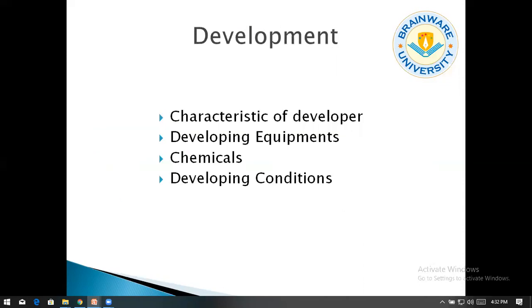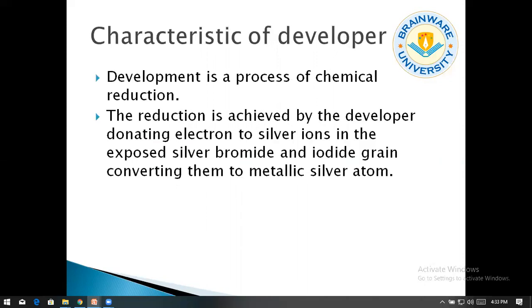So what is development? Today we'll study the characteristics of the developer, developing equipment, various chemicals that are used for the developer, and developing conditions. Various conditions are there. So first, characteristics of the developer, that means the function of the developer. What is the function of development?